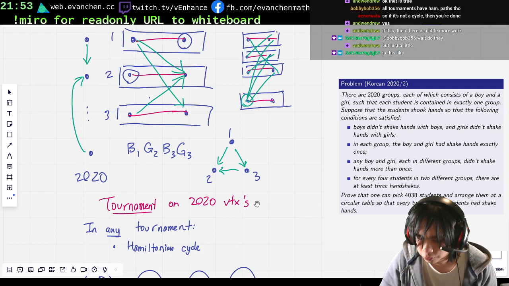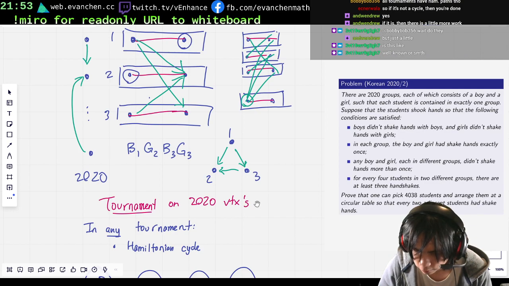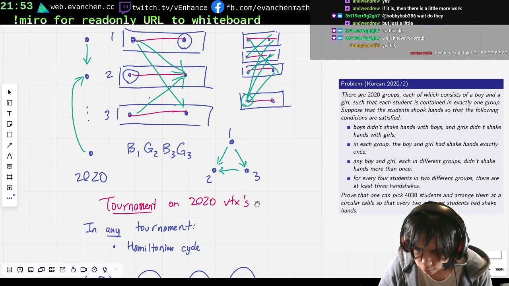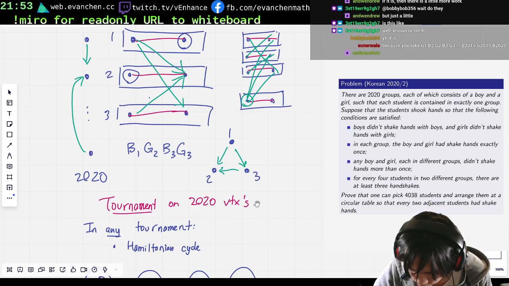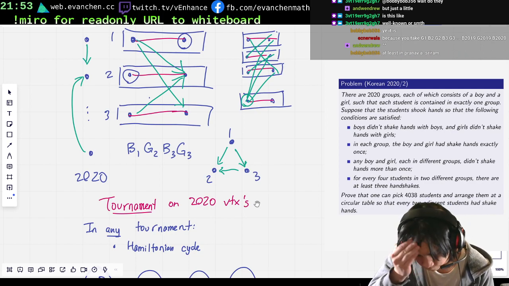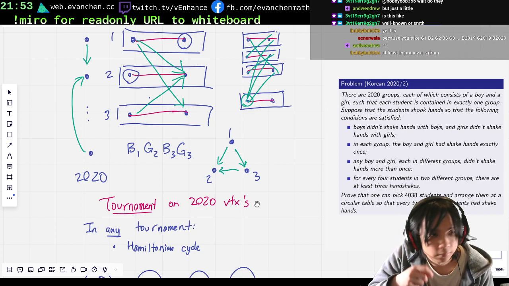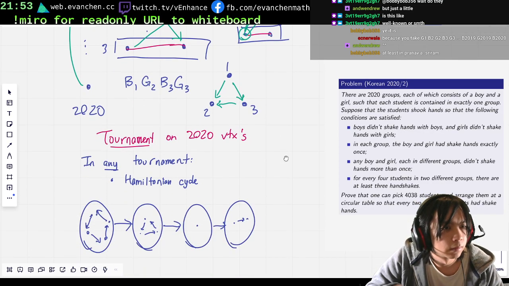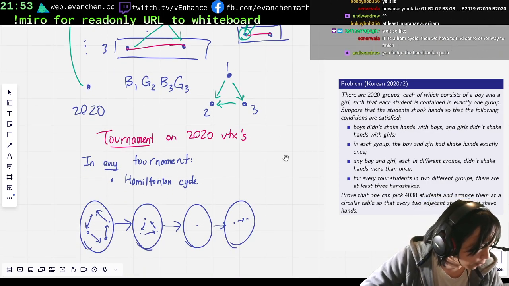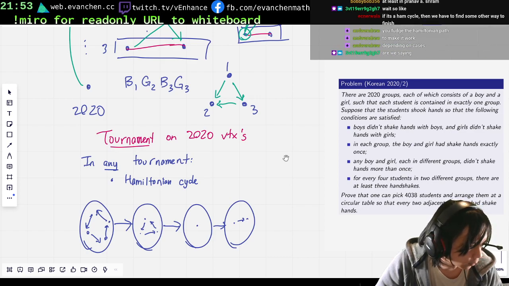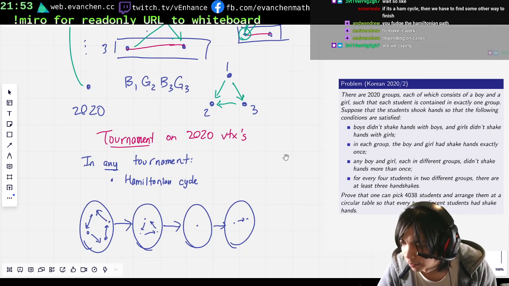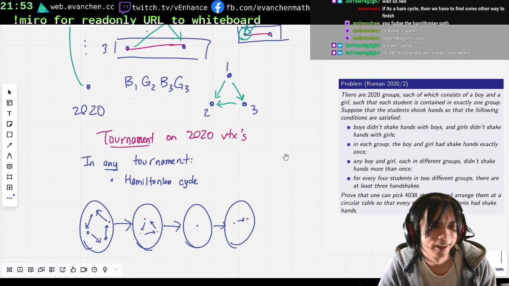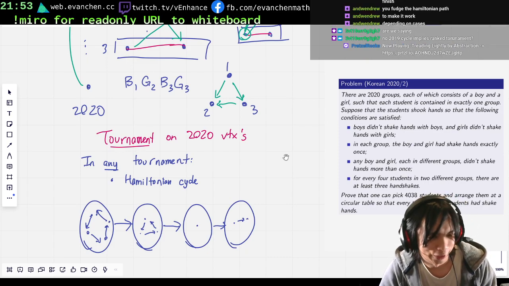Okay, so if I have the Hamiltonian path, is that good enough? Does that go through enough things? What does it mean to be a Hamiltonian path? Oh, okay. Oh, shoot, you actually need exactly, it's not asking for at least 4,038, it's exactly 4,038. Oh, crap.